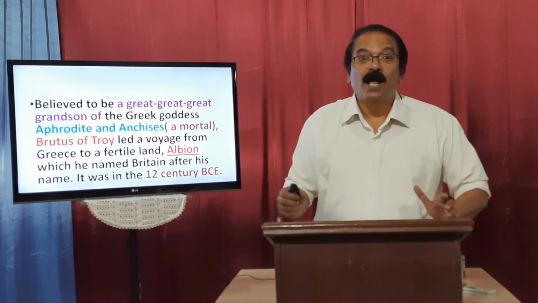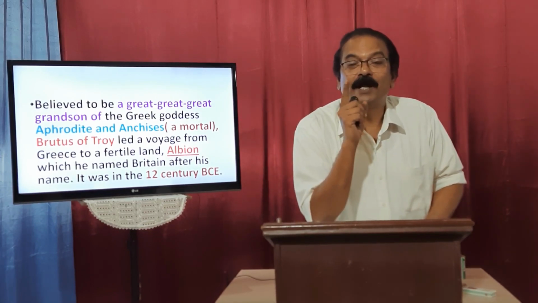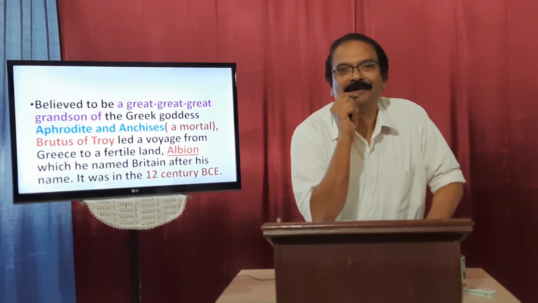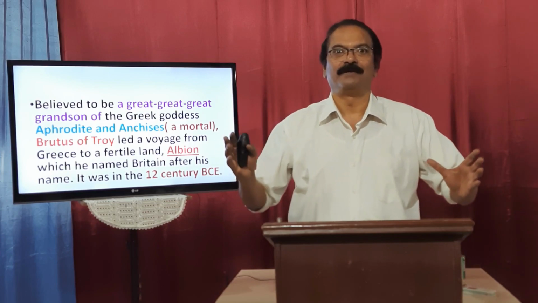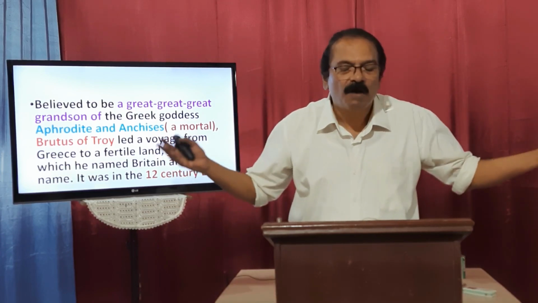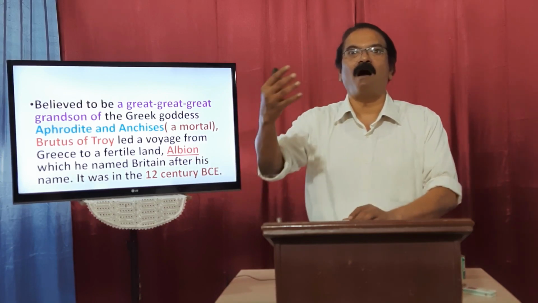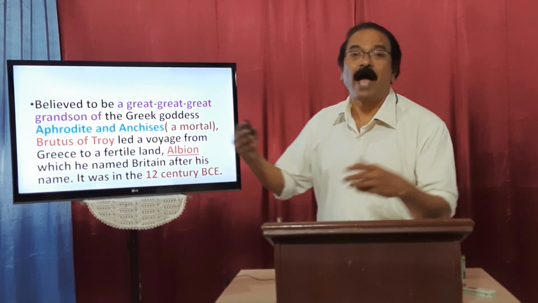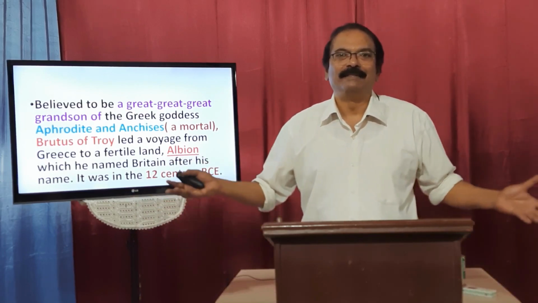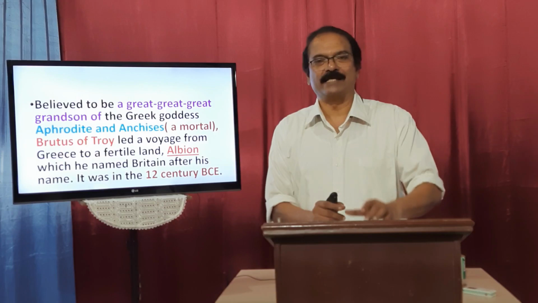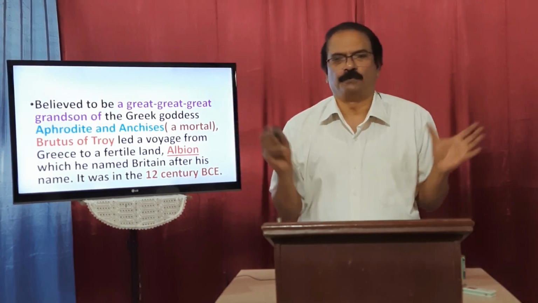He will continue to travel and will come upon an island known as Albion. What is that? Albion Island. And that would be his permanent home. He woke up from his dream, started his journey, keeping in mind Diana's revelation, and he and his followers reached this island, known as Albion, which was inhabited by some giants, very few.